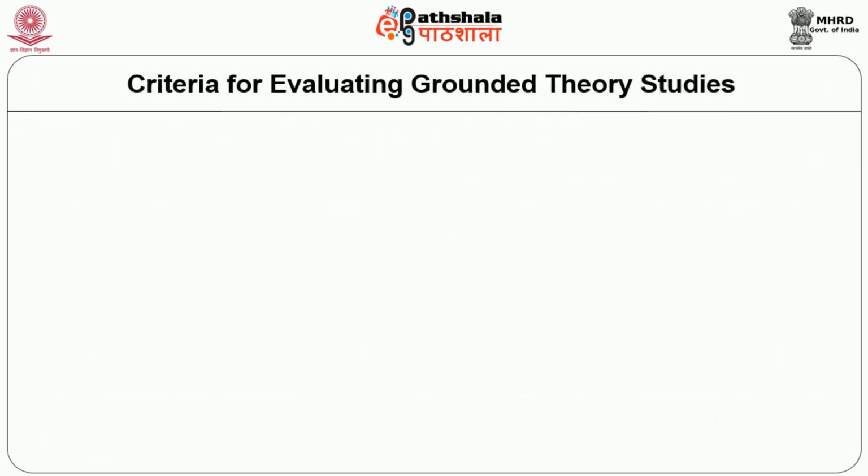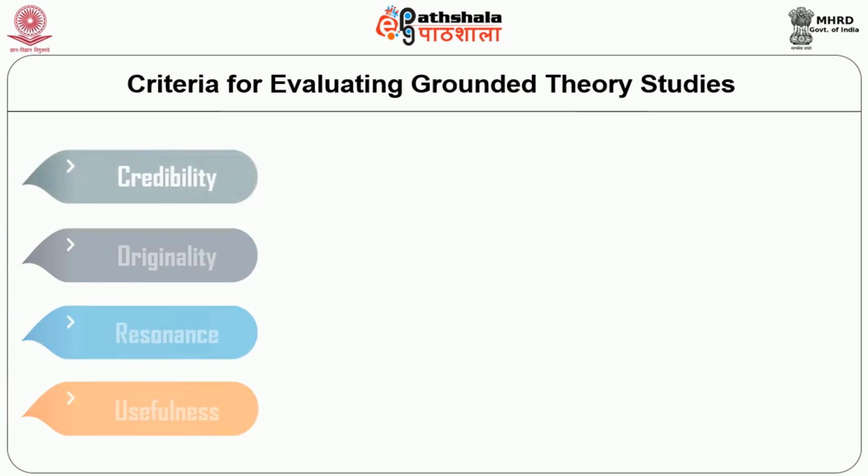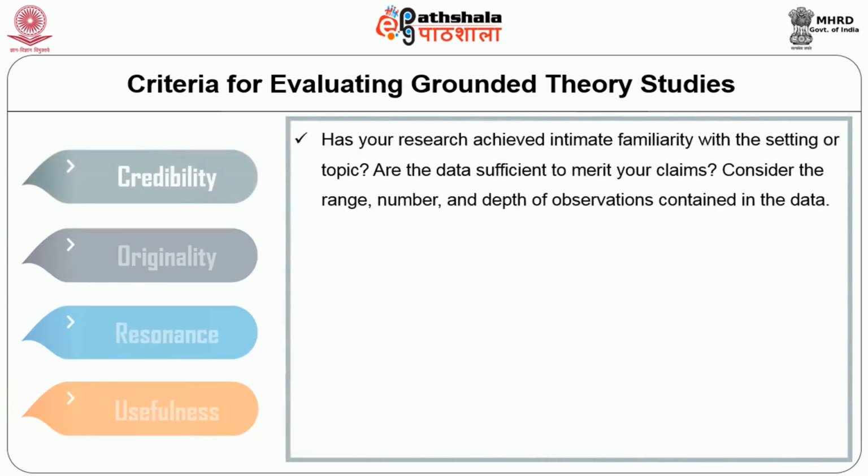Criteria for evaluating grounded theory studies. The criteria used for evaluating grounded theory studies are as follows. Credibility. The questions raised here are: has your research achieved intimate familiarity with the setting or topic? Are the data sufficient to merit your claims? Consider the range, number and depth of observations contained in the data.